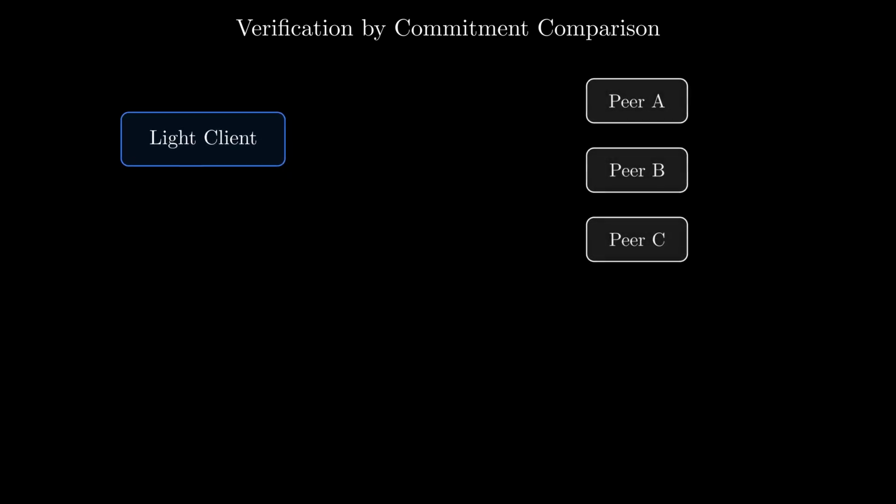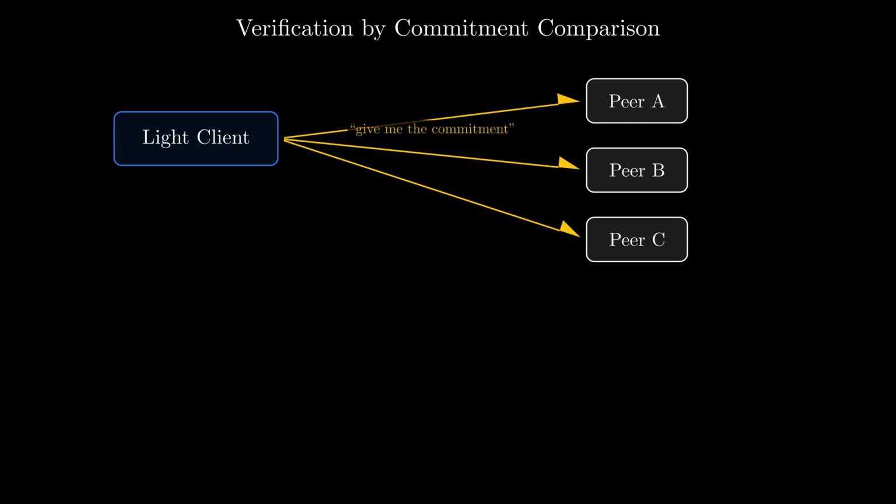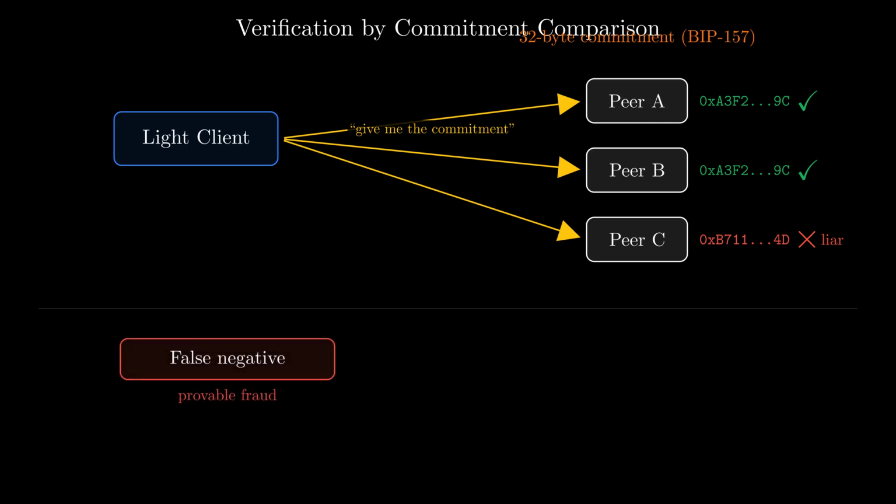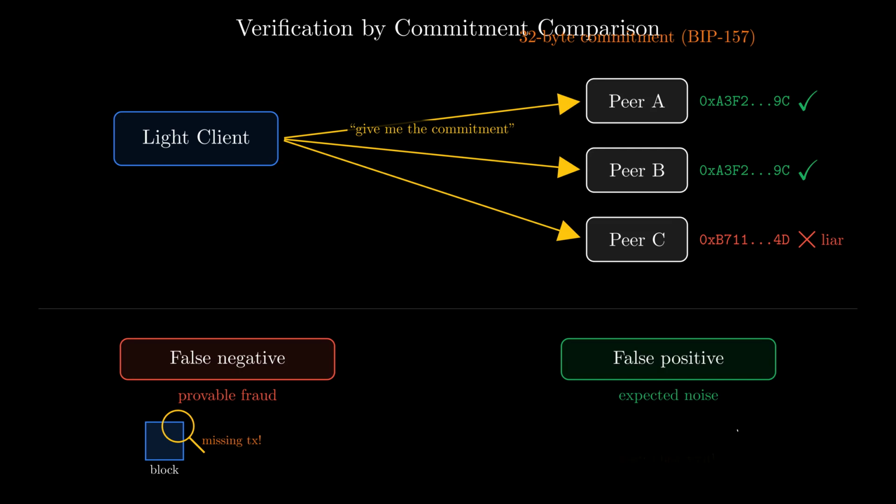There's a verification problem. A client downloading a filter cannot rebuild it from the block alone. Well, it can, but only if it already has the block, which defeats the purpose. So how does the client trust the filter? Today, the answer is comparison. The companion protocol, BIP157, defines a 32-byte commitment to each filter. The client asks several peers for that commitment. If they all agree, the client uses the filter. If one peer lies and omits a transaction, that's a false negative, and false negatives are provable fraud. The client eventually downloads the block, finds the missing match, and knows the peer cheated. False positives, in contrast, are expected and tracked statistically as background noise.